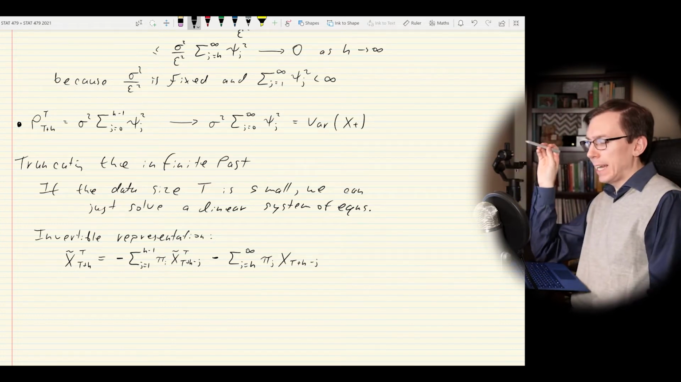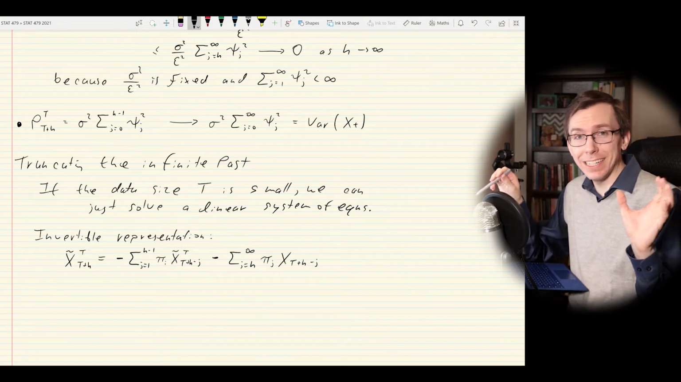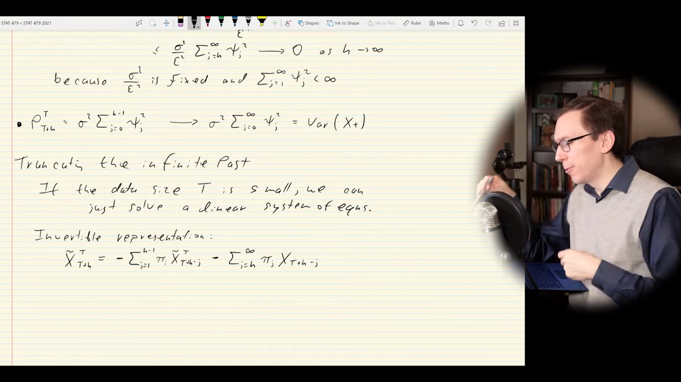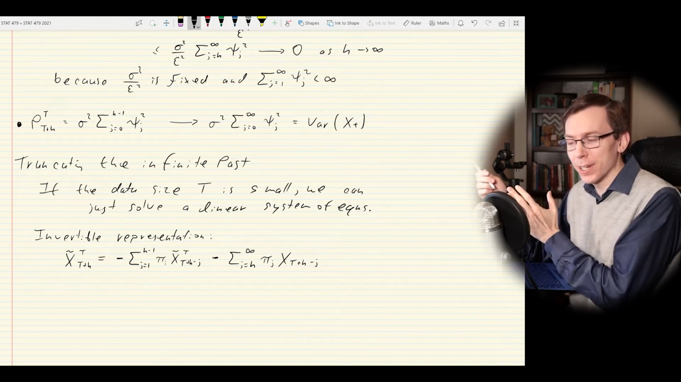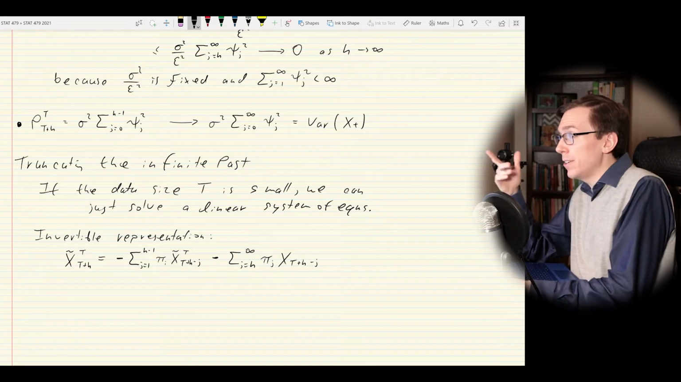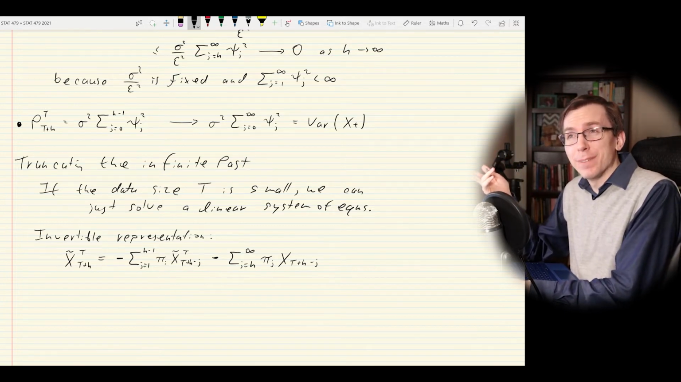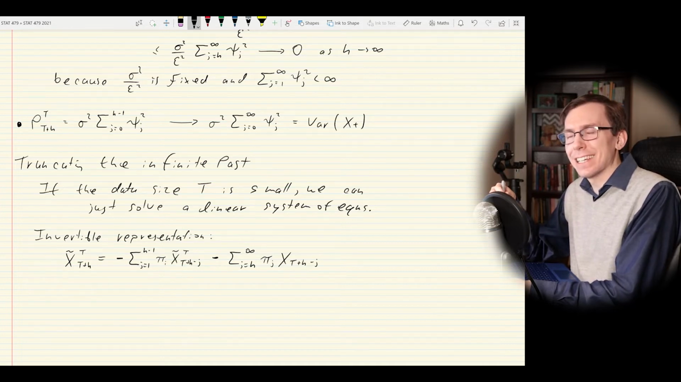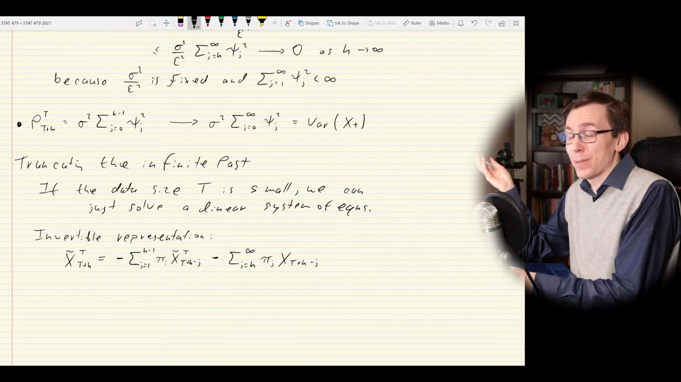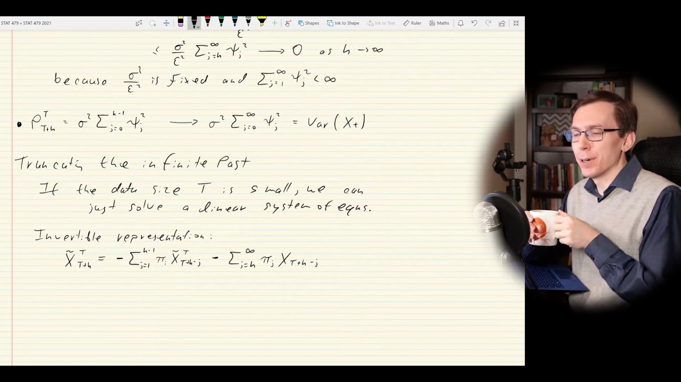We got this from looking at the invertible representation and then taking the expected value. Remember, the invertible representation is that white noise, W t, is an infinite sum of x's, whereas the causal representation is that x t, the process, is an infinite sum of white noise. There are two different ways to write it. You can think of the causal representation as like an infinite moving average process, and the invertible representation as like an infinite autoregressive process. When you have an ARMA model, you have to account for both pieces there.